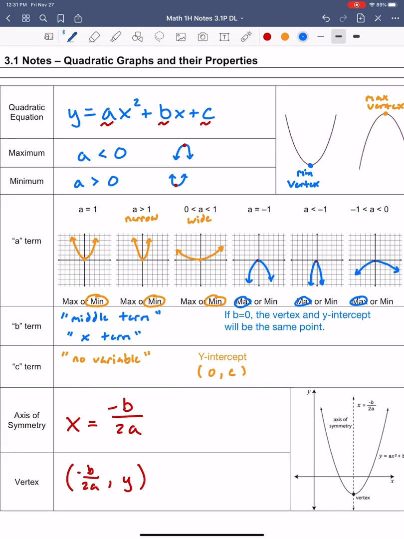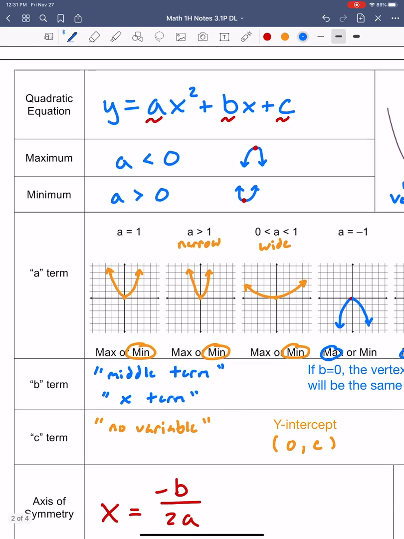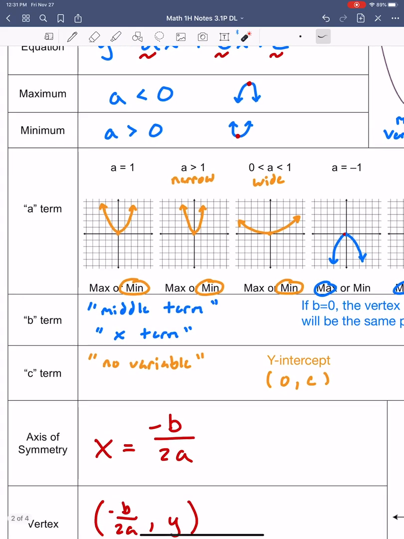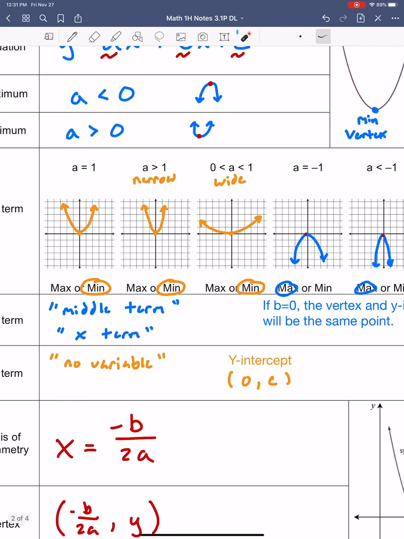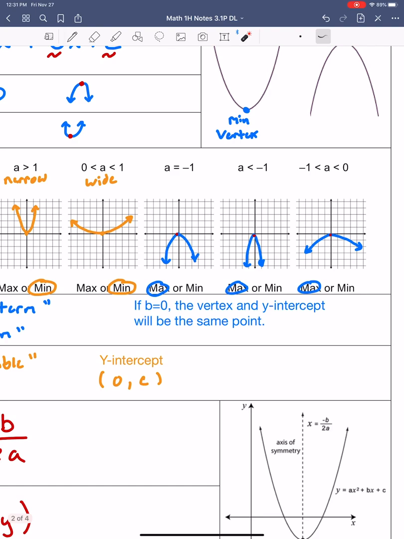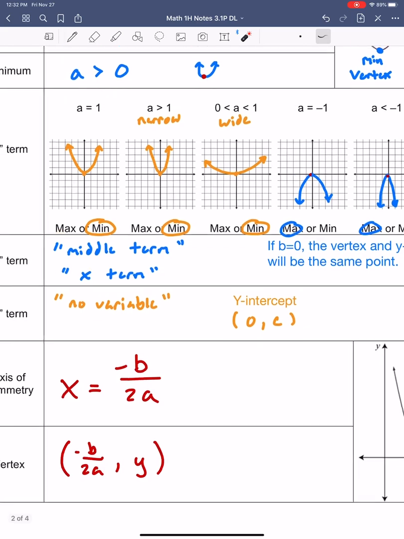All right. Okay, next one is the b term. Just let me remind you, the b term is up here at the top, the middle term connected to x. Sometimes we'll call it the middle term or the x term. And we have this note here, so you can write this down, maybe pause it if you need to. It says if b is equal to 0, that means there is no middle term, so the x term is just basically gone. If b is equal to 0, the vertex and the y-intercept will be the same point. And we're going to see that in a second.